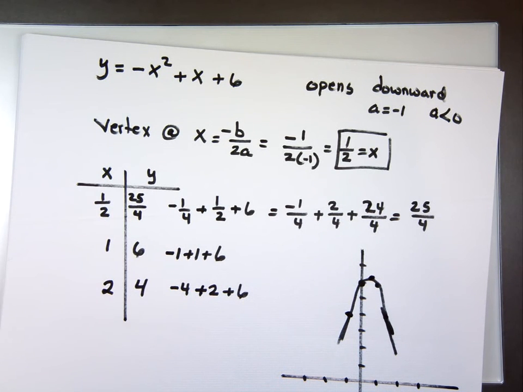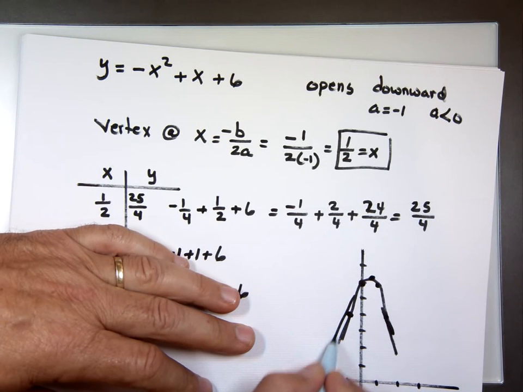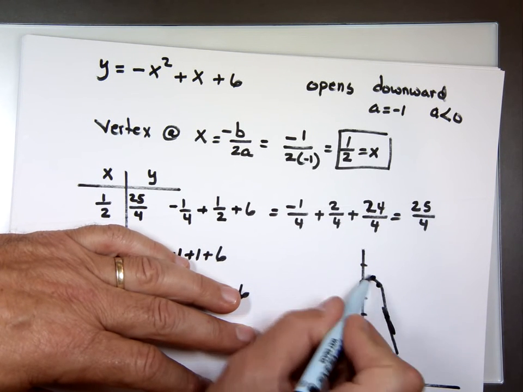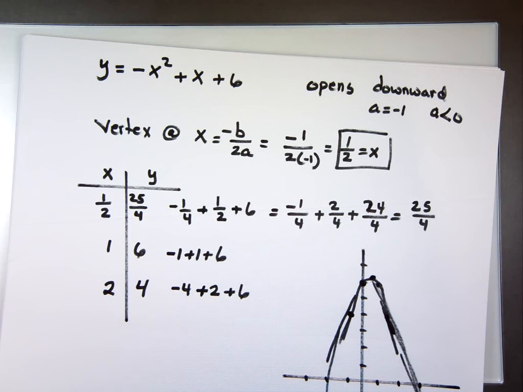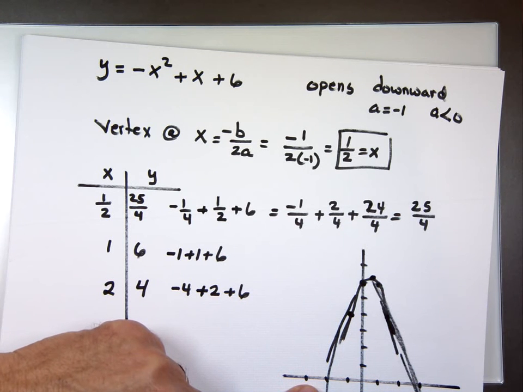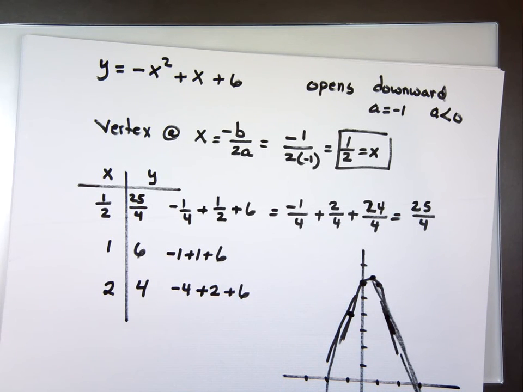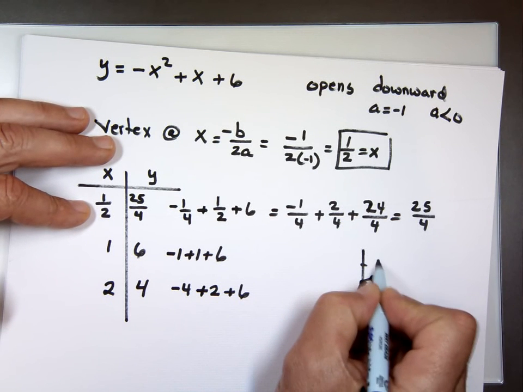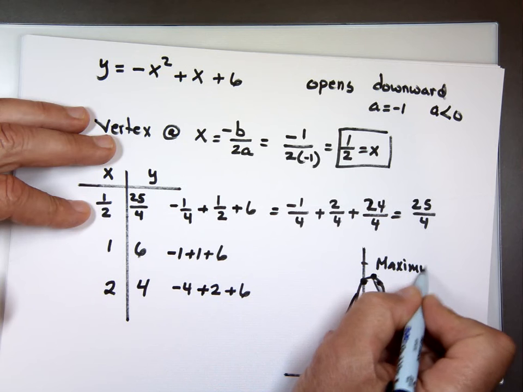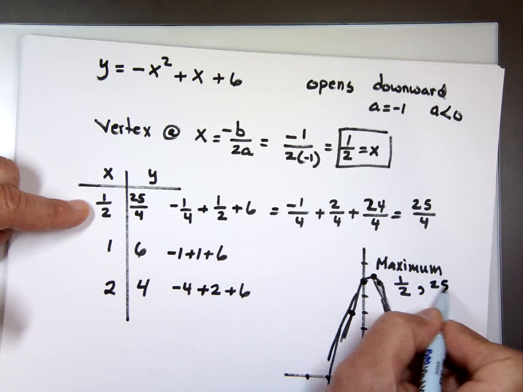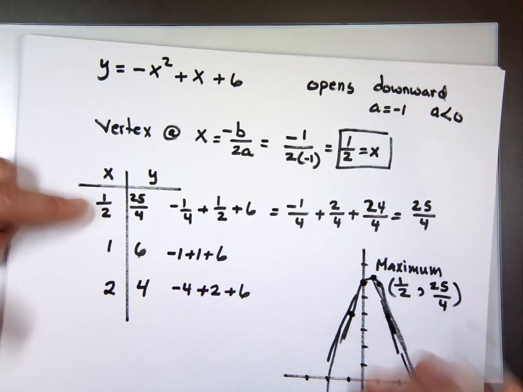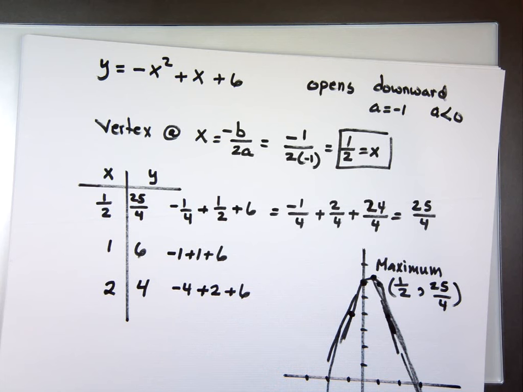And the question is, okay, where does it intersect the x-axis? I don't know. Where does it intersect the x-axis? These are the x-intercepts. How do we find where the graph intersects the x-axis? That's your maximum value, by the way, the vertex. The maximum is at 1/2, and the value itself is 25/4. That's the maximum value. It happens when x is 1/2. The value is 25/4.